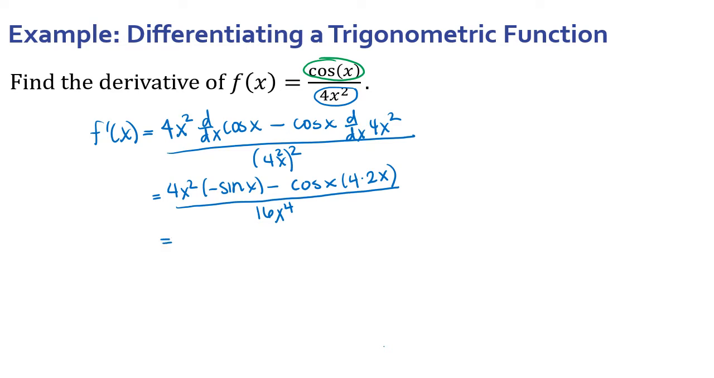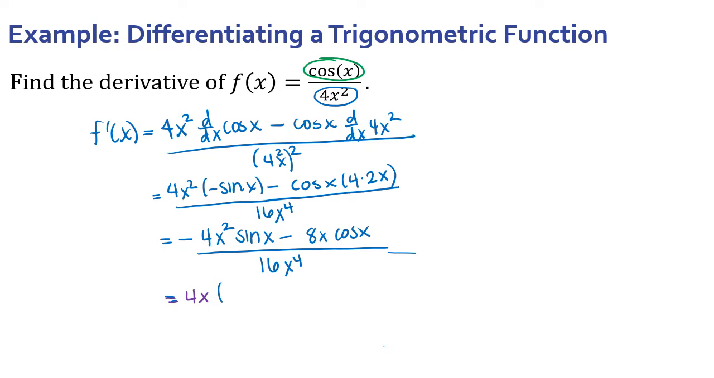So this becomes negative 4x squared sine of x minus 8x cosine of x all over 16x to the fourth. So if I look at the numerator and denominator, it looks like I can actually factor out a 4x. So if I do that, I'm going to be left with just this first term divided by 4x leaves me with x sine of x. The second term divided by 4x leaves me with 2 cosine of x.